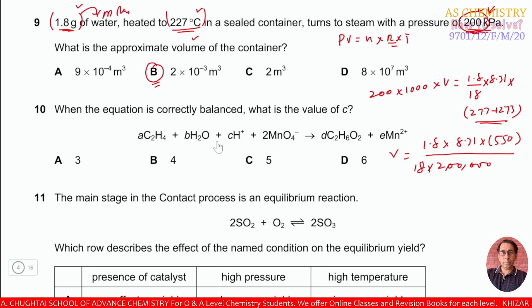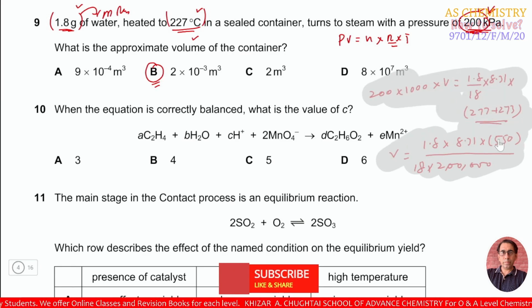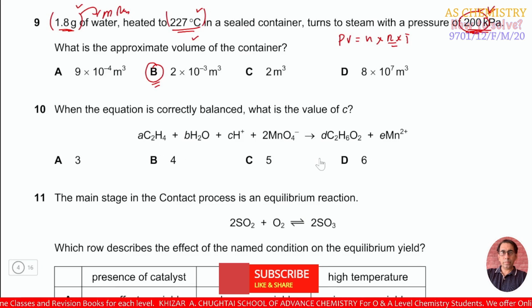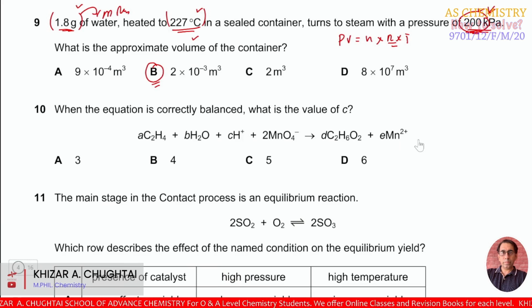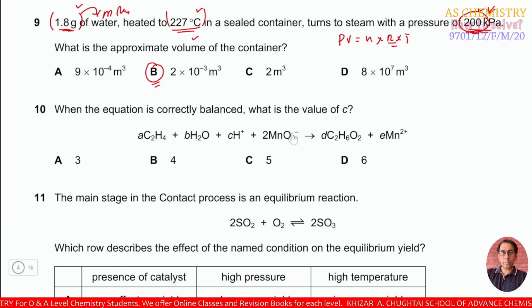Question number 10. When the equation is correctly balanced, what is the value of C? Let me read it first. So we are going to balance this chemical equation first. The basic method is you should balance the charges on both sides, and here you can see that there are two positive charges, and here the charges are one positive and two negative. So overall, there is one more negative charge here. So I'm going to multiply this hydrogen positive ion with 4. So now the sum of the charges on the left hand side is equal to plus 2, and here once again it is also plus 2.